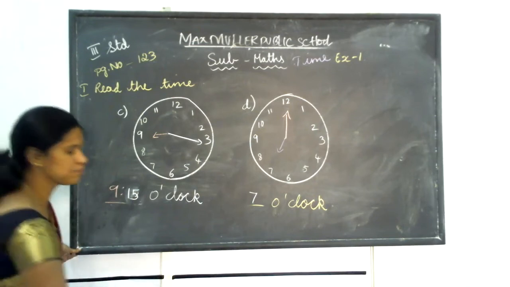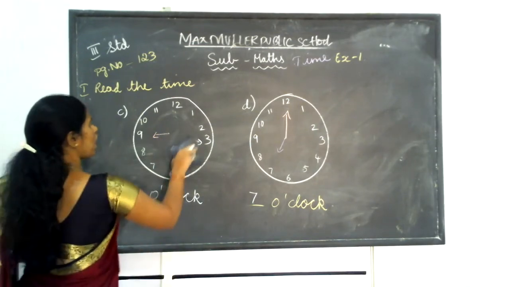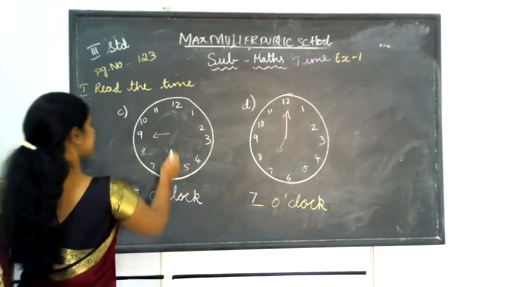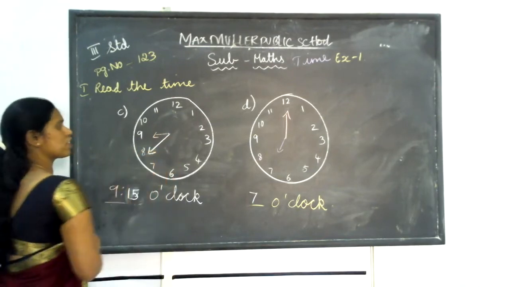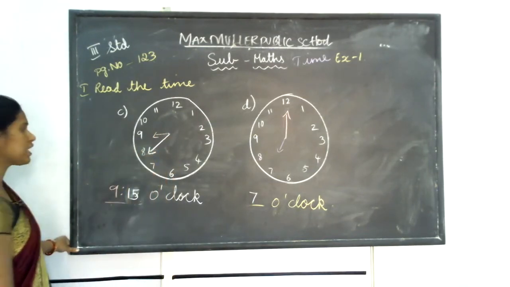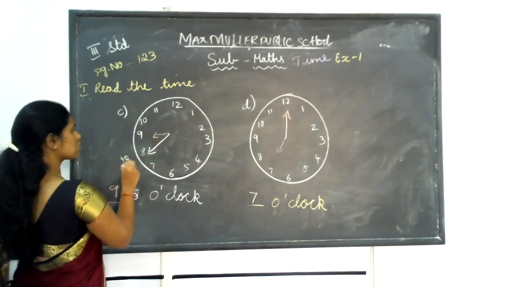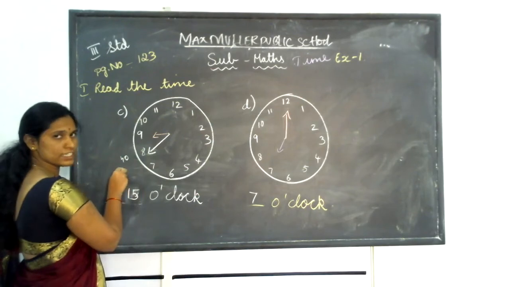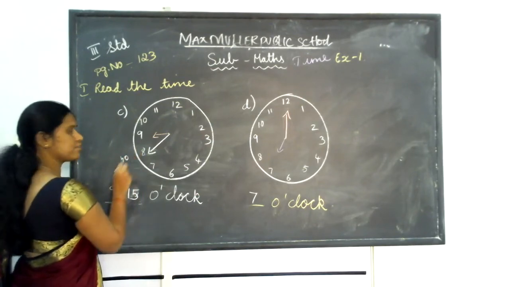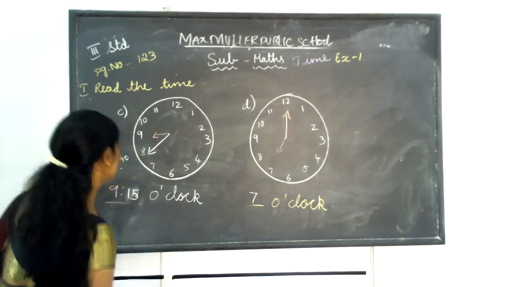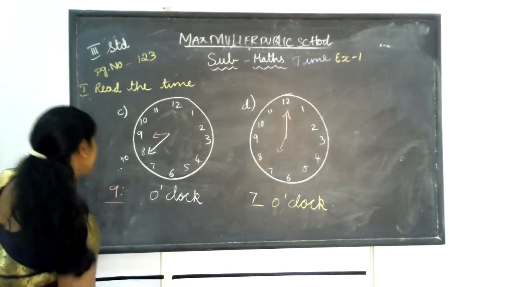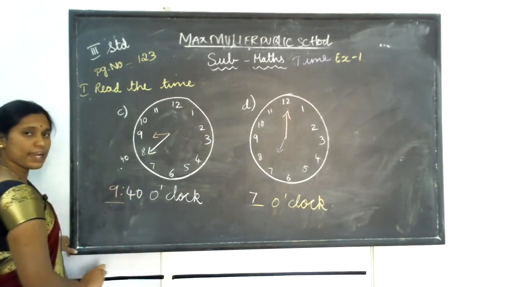How to see time? See here, now the long hand, if it is showing at 8. So what is the time here? 5 8s is how much? 5 8s are 40. So 40 means 9:40. What is the time? 9:40. Understood, all of you? You'll write here 9:40.